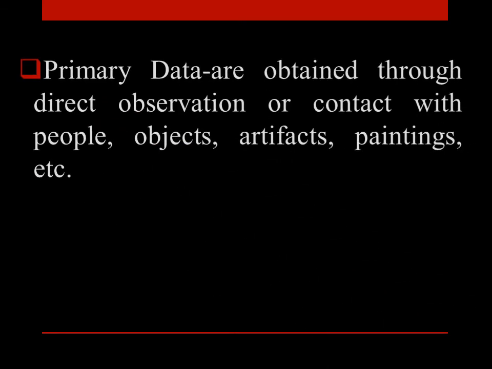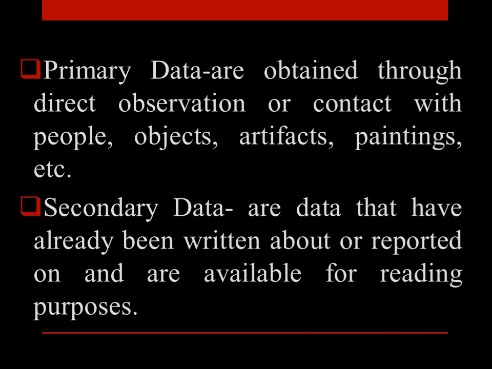What are the data needed? We have first primary data. Primary data are obtained through direct observation or contact with people, objects, artifacts, paintings, and etc. We also have secondary data. These are data that have already been written about or reported on and are available for reading purposes.